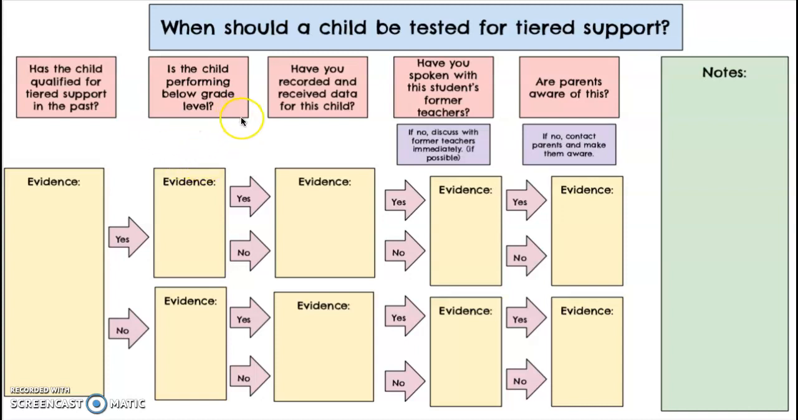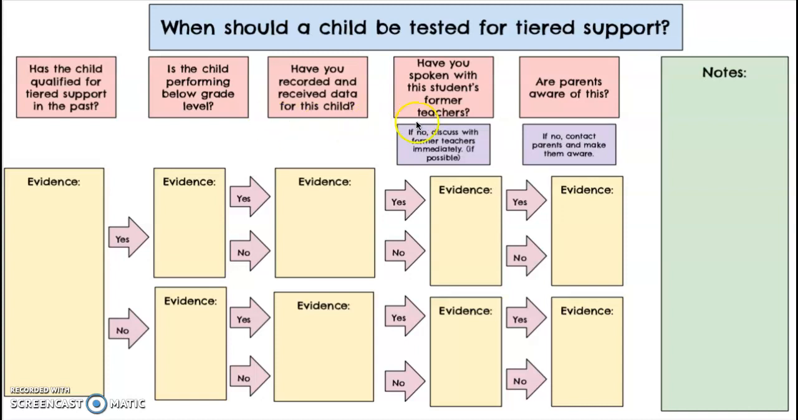Then we go on to, is the child performing below grade level? You need to share actual evidence that the student is performing below grade level, and in what areas the student is performing below grade level. Next, have you recorded and received data for this child? Recorded means just like watch them in the classroom and able to write down things that you have noticed, or received is actual test scores or maybe information from a previous teacher, which leads me to the next question.